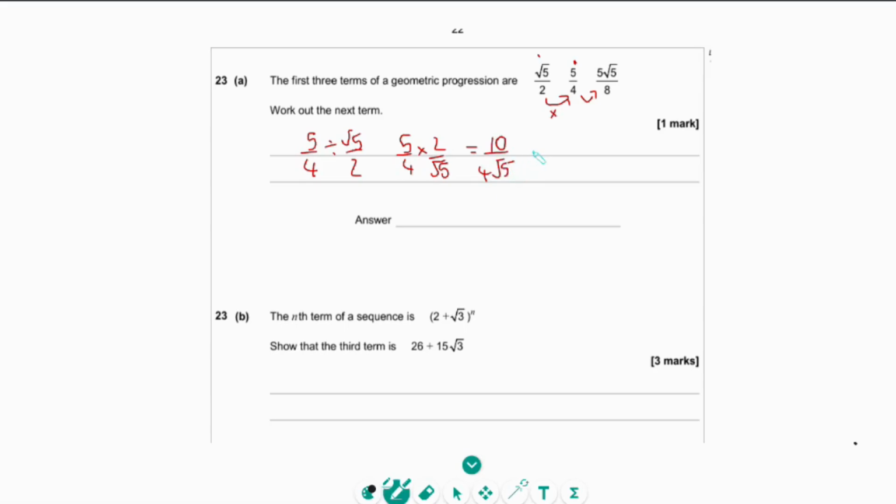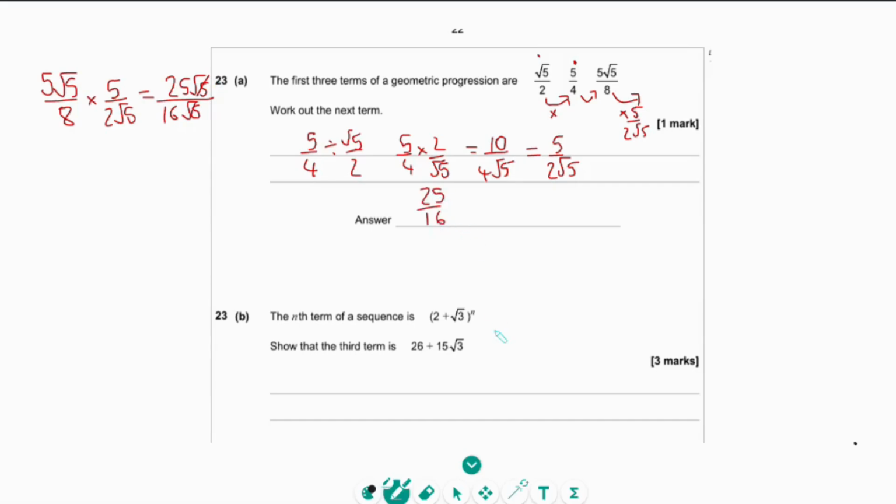Simplify. So we're multiplying by 2 root 5 every time. Work out the next term. I need to multiply this by 5 over 2 root 5. So 5 root 5 over 8 times 5 over 2 root 5 gives 25 root 5 over 16 root 5. Your root 5's cancel, so it's 25 over 16.